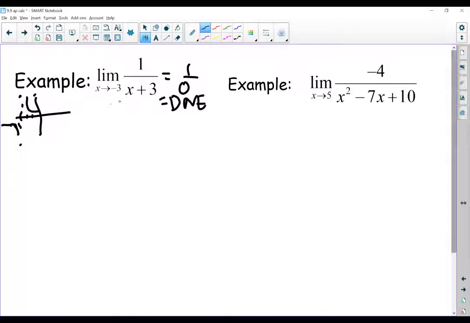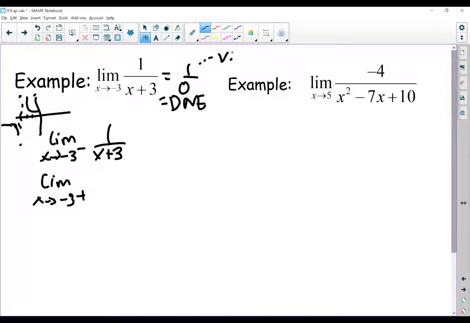If you don't know what this graph looks like in your head, then that's not a problem. You're just going to have to find the limit as x approaches negative 3 from the left, and the limit as x approaches negative 3 from the right. Since I got 1 over 0, that's my clue that there's a vertical asymptote, which means the one-sided limits need to be infinity.